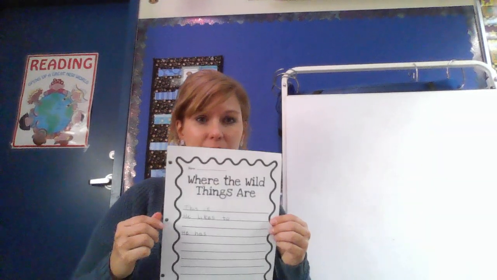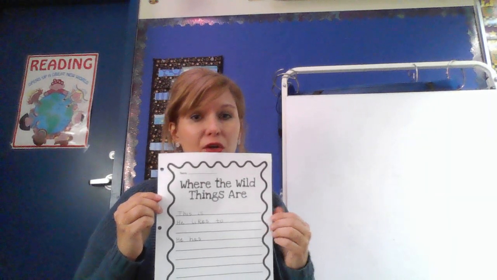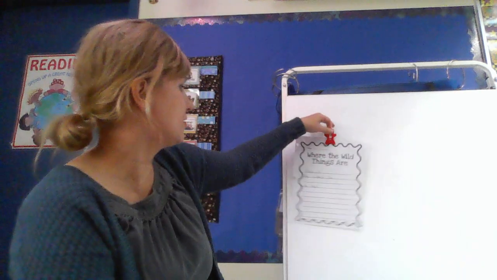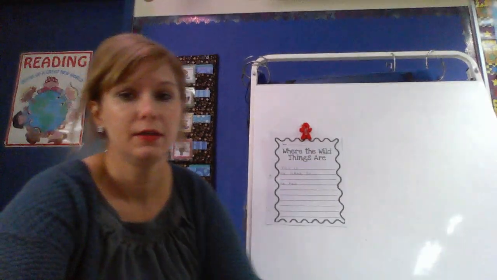So what I need you to do is find this paper in your binder. It says Where the Wild Things Are. And then you're going to complete this. Okay, so you're going to think of a wild thing in your imagination. Remember, they're going to be nice wild things. They're not going to be gory, which means they're not going to have blood or yucky things on them. They're going to be nice, friendly wild things, like Max's wild things were.